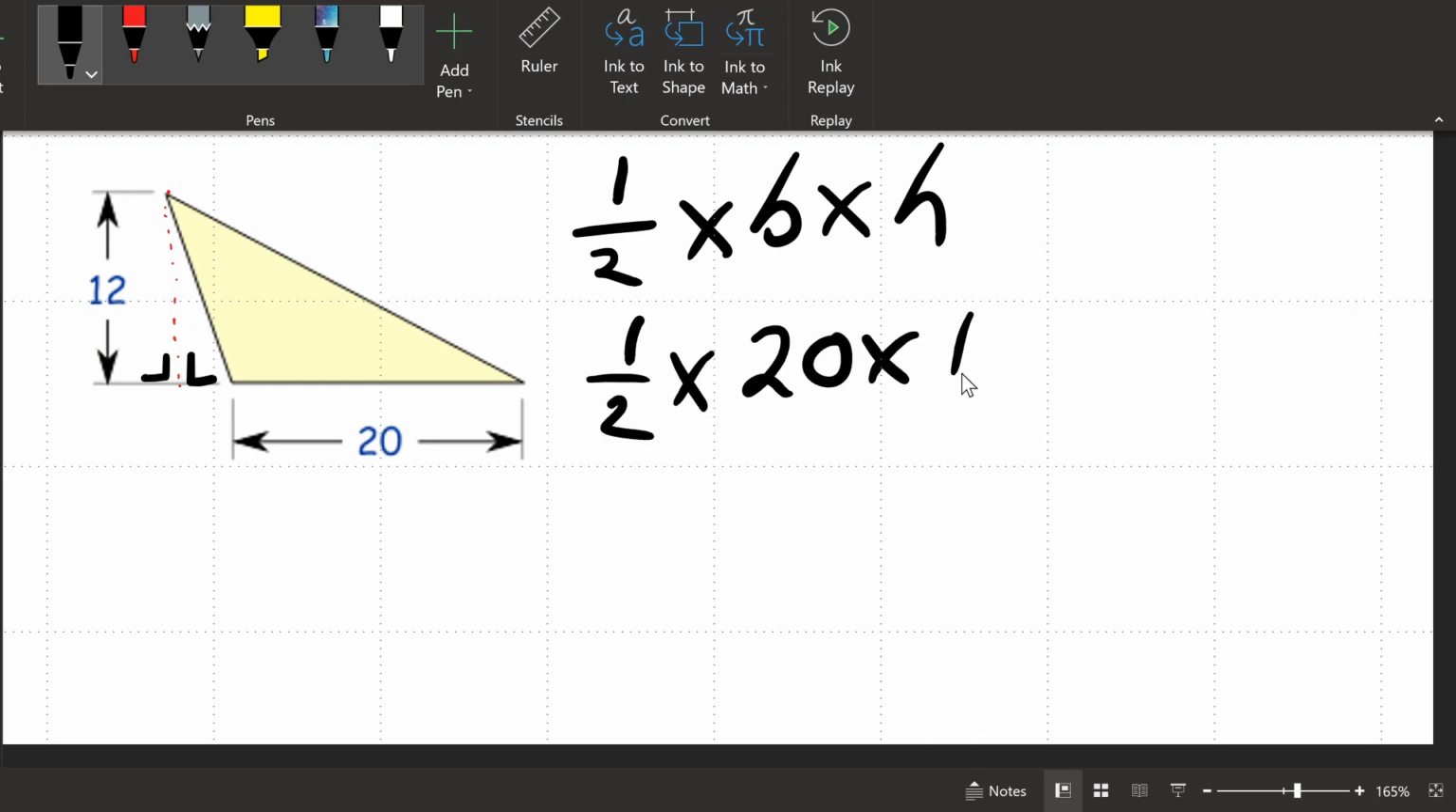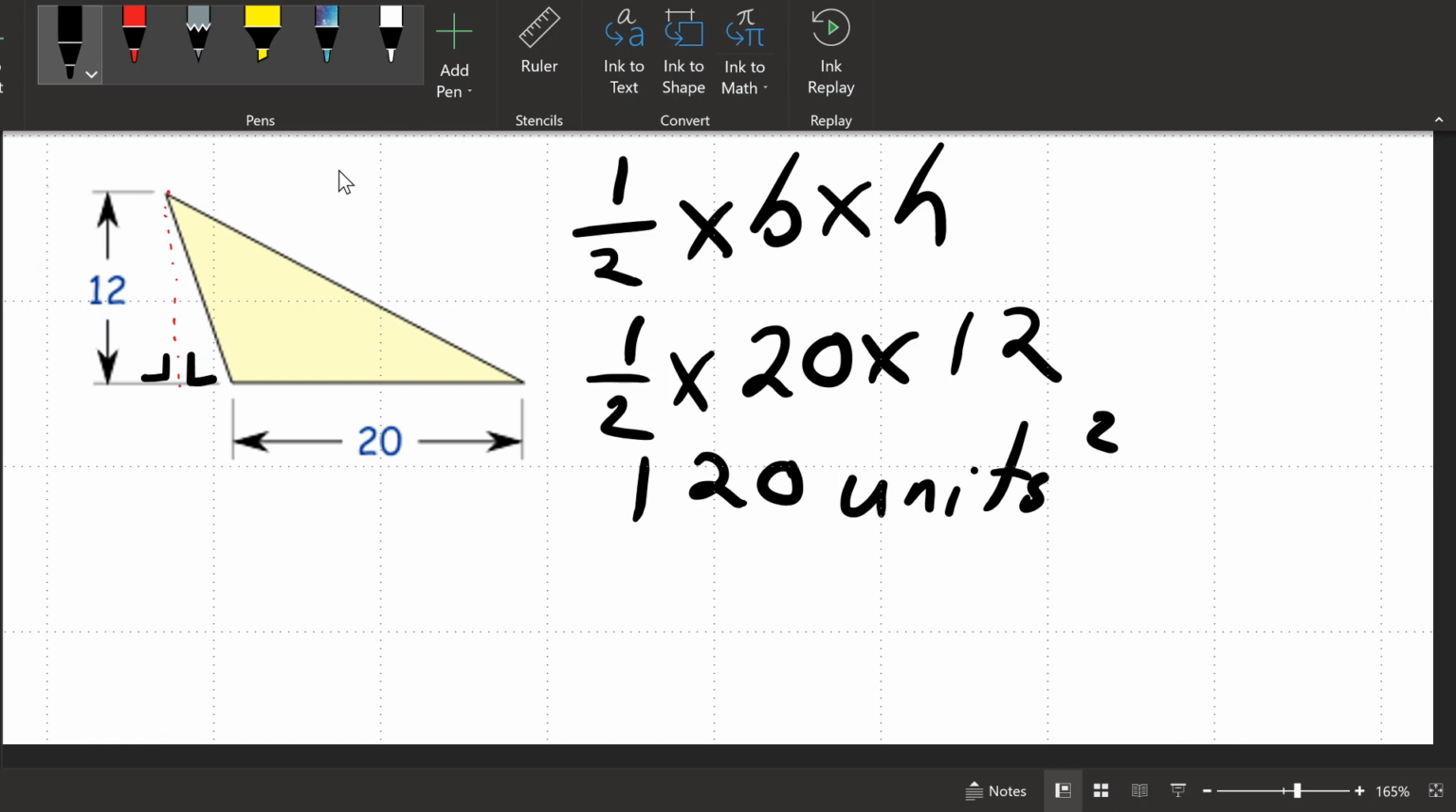20 times 12. That's going to end up equaling 120. And we don't really have any units given here, so I'm just going to write in units squared, so that I'm showing I'm reasoning this out as an area, not just a measurement or something.